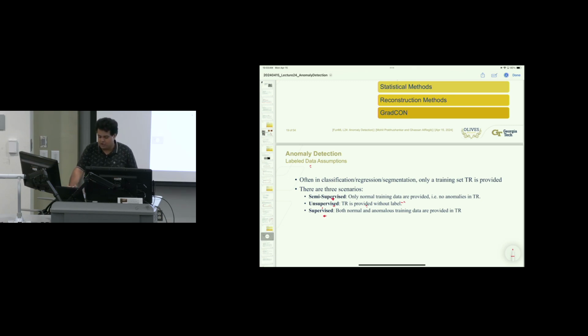Both normal and anomalous training data are provided, which implies that you are given your normal data and your anomalous data. In other words, you can actually construct supervised learning algorithms in this case. It's a very simple binary classification setting.